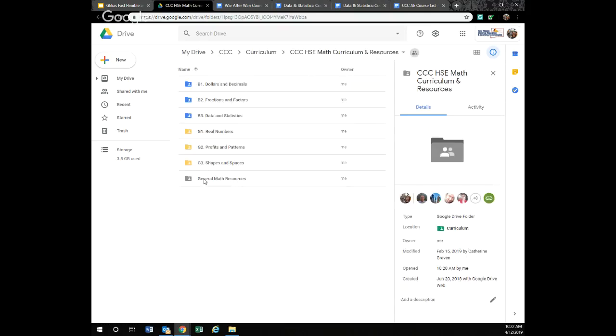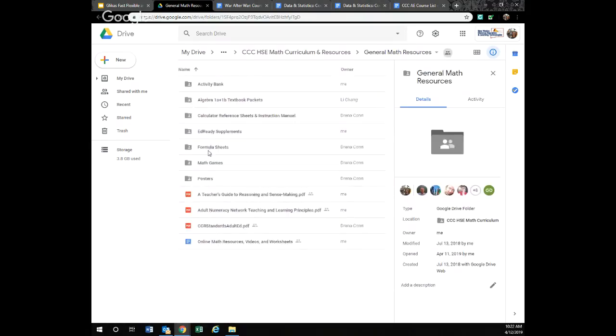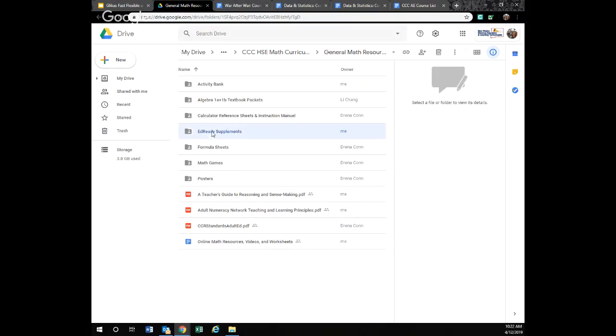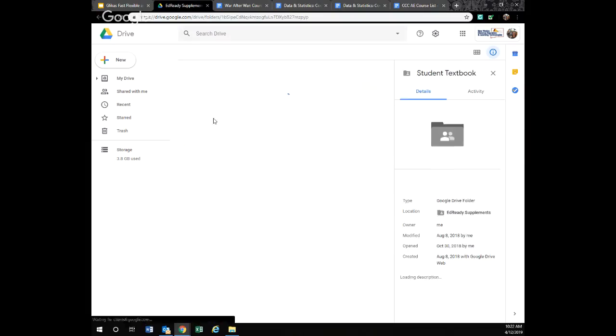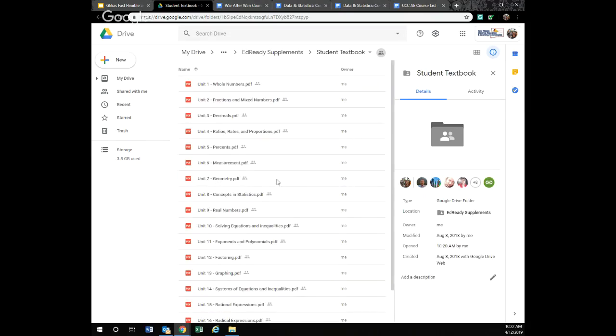In our general math resources, this is where we store a lot of our activities, a lot of our Ed Ready supplements. This is where we also store those NROC developmental textbooks. So the textbooks are all stored on here. The teacher can come in, can print a few pages of a unit, and this is all free from NROC.